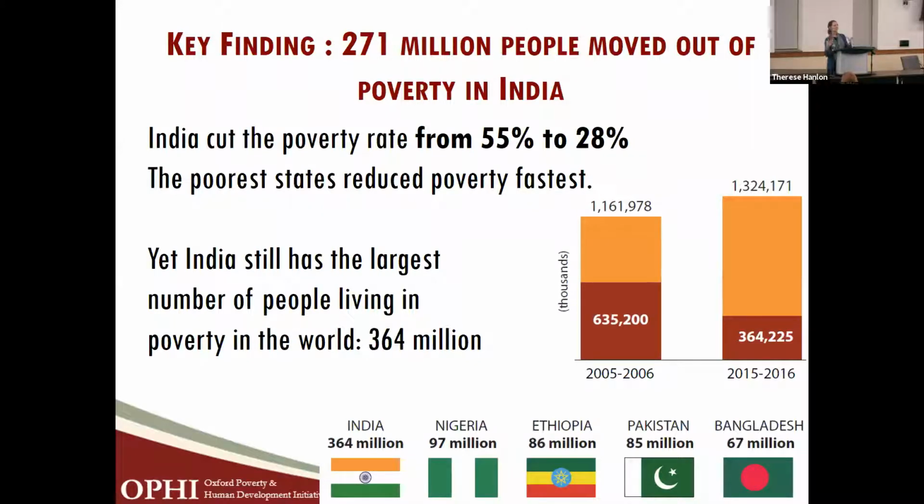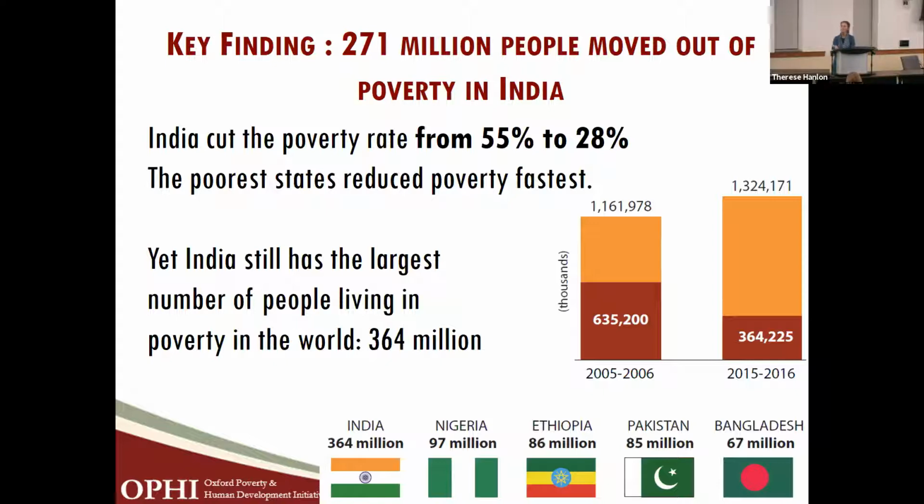So if we use this measure, in 2005-06, which was the NFHS2 survey, 55% of the Indian population were multidimensionally poor. And moving ahead, it's 27.5%, 28% in 2015-16. So it's a decade apart.